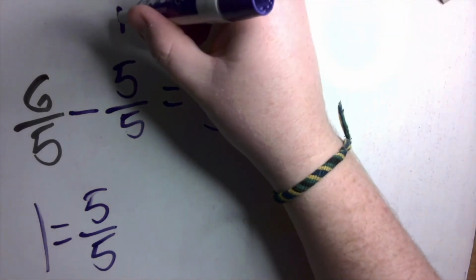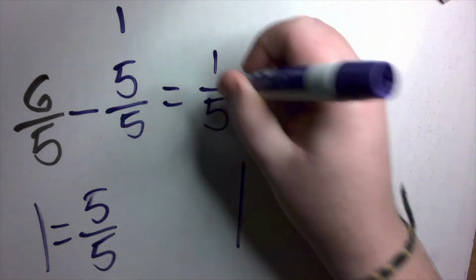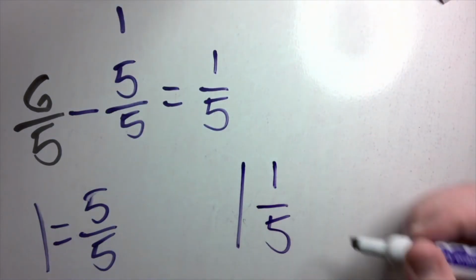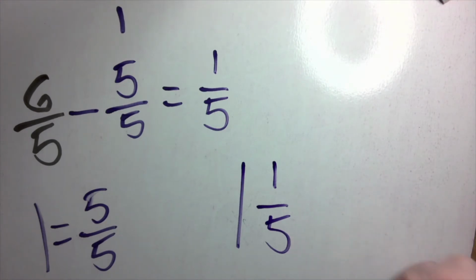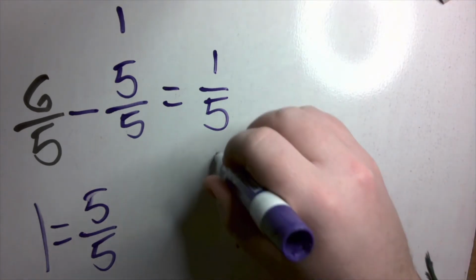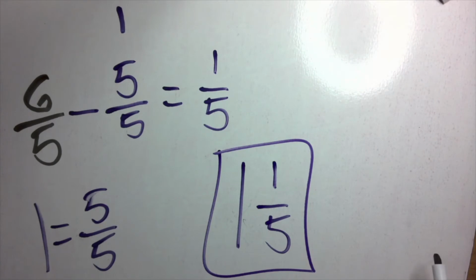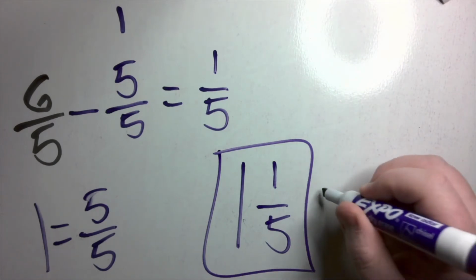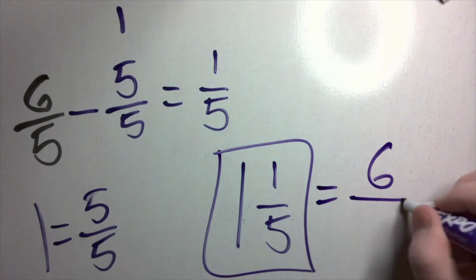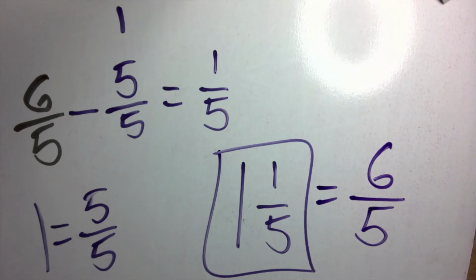So what I'm going to do now is I'm going to take my 1 and put it with my 1/5. And by putting them together like this, I also have 6/5. So my mixed number is 1 1/5. And this is equal to 6/5.